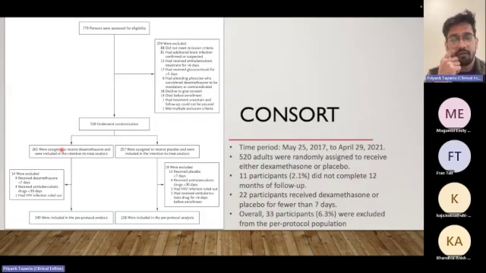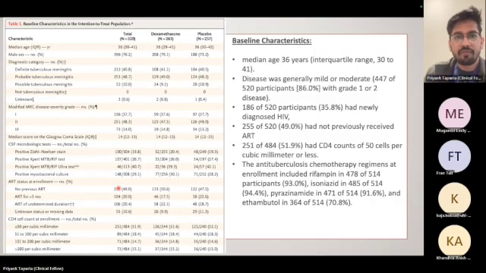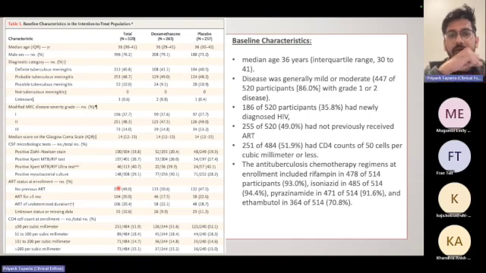This was the CONSORT flow chart. 779 persons were assessed for eligibility, and 520 were randomized. 263 were assigned to receive dexamethasone, and 257 were assigned to receive placebo. The good thing is that they had a very small number of dropouts, and at the end they had 249 patients in the per protocol analysis, and 238 in the other group. So that's good. Baseline characteristics were comparable in both.